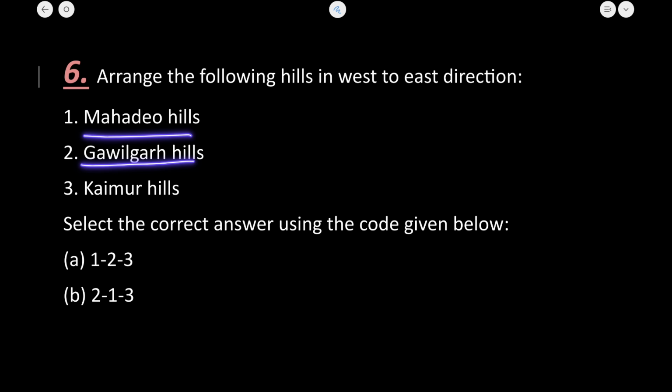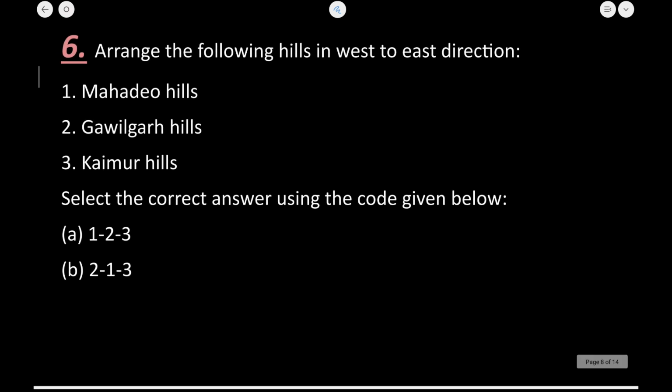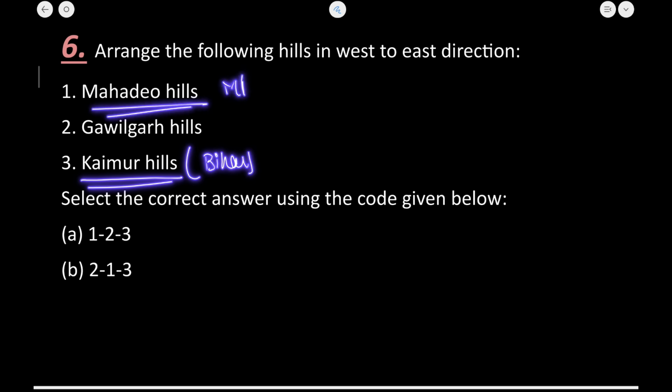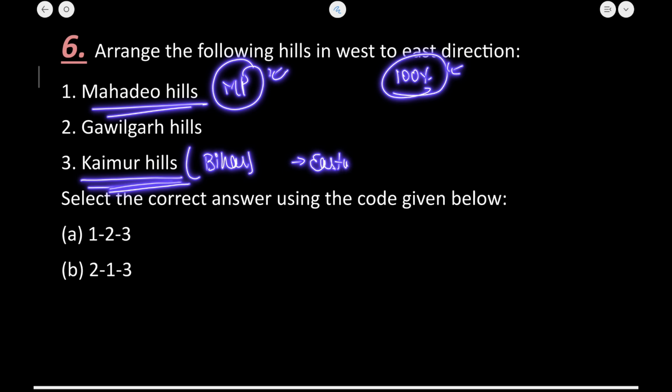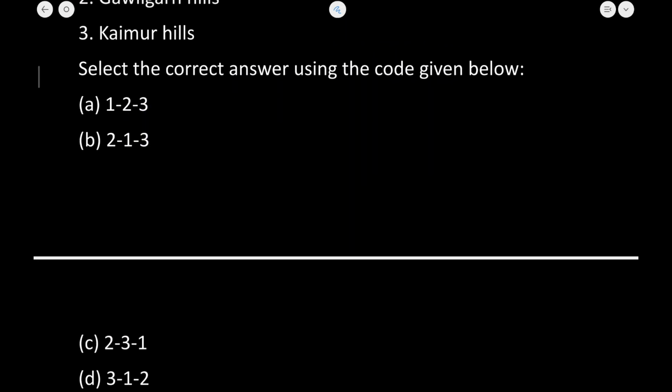Mahadev Hills, Kaimur Hills, and Gawilgarh Hills. We have to arrange them in the west to east direction. If you watch it correctly and if you know, the Kaimur region lies in Bihar and the Mahadev Hills region lies in Madhya Pradesh. So it is 100% true that the Kaimur Hills are going to be the easternmost in this. So let us see, the three options are given in option A and B.